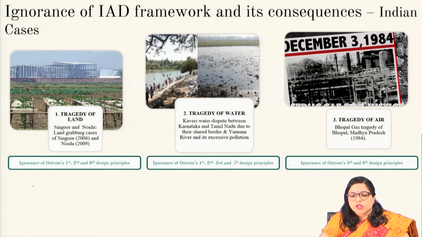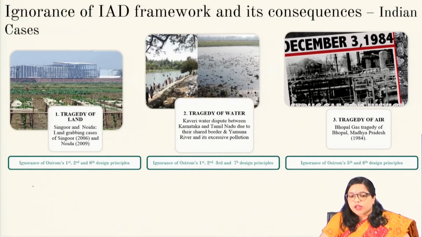The first rule supported defining the group boundaries, and we had discussed in the last class. The second related to the matching of the common goods in accordance with the local needs. The third looked into power within the hands of the stakeholders who can modify rules on their own accord, and finally the 7th rule discusses the provision of accessible low-cost means of dispute resolution.